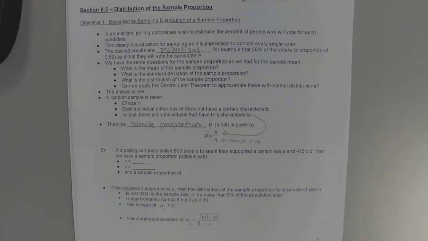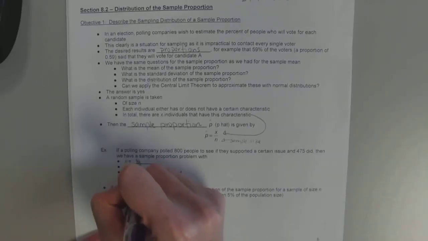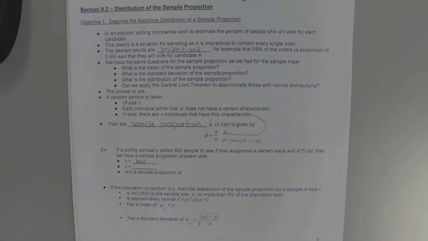All right, so let's just first make sure we know how to figure out what P hat is. So let's look at this example. It says, if a polling company polled 800 people to see if they supported a certain issue, and 475 said yes, they did, then we have a sample proportion problem with, well, what is our N in this case? How many total people did we ask? 800, right? We asked a total of 800 people. Of those 800 people, though, how many said, yes, I support the issue? 475.